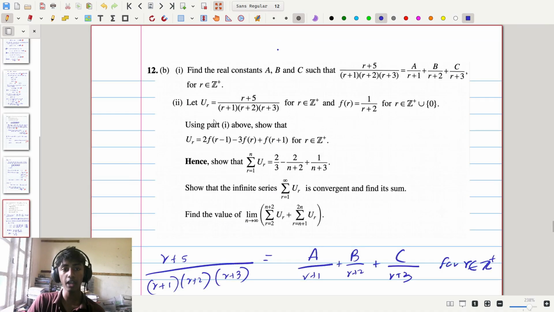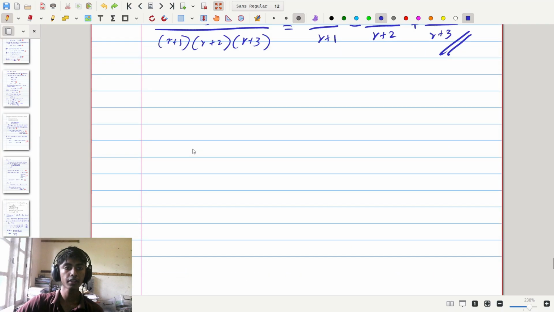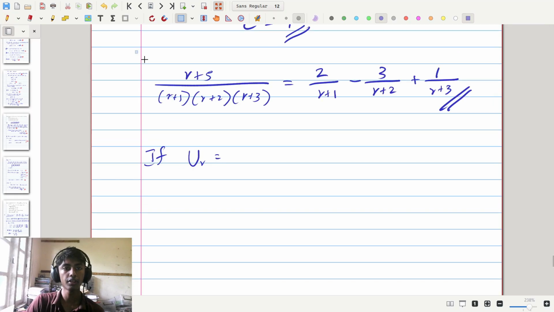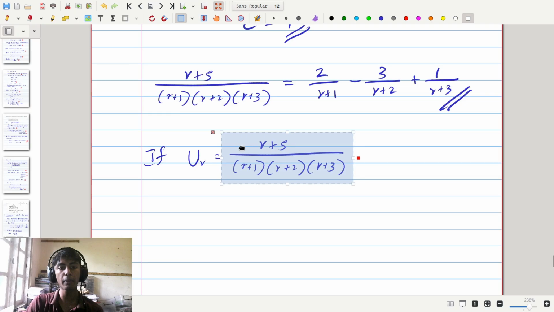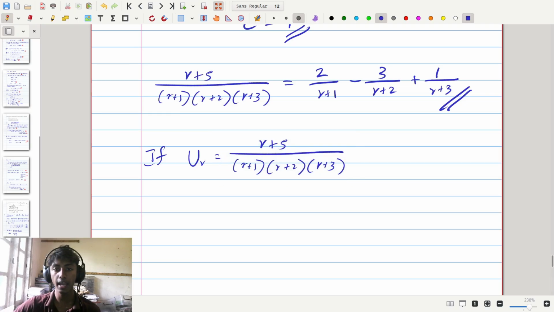Now the second part, which is the larger part, says let u of r be equal to this expression for all r element positive integers, and it also says let f of r be equal to this expression for r element positive integers union 0. Now writing these two down, we can see u of r is equal to this same expression of r plus 5 divided by r plus 1 times r plus 2 times r plus 3, and we have this new function f of r, which is equal to 1 over r plus 2 for both.